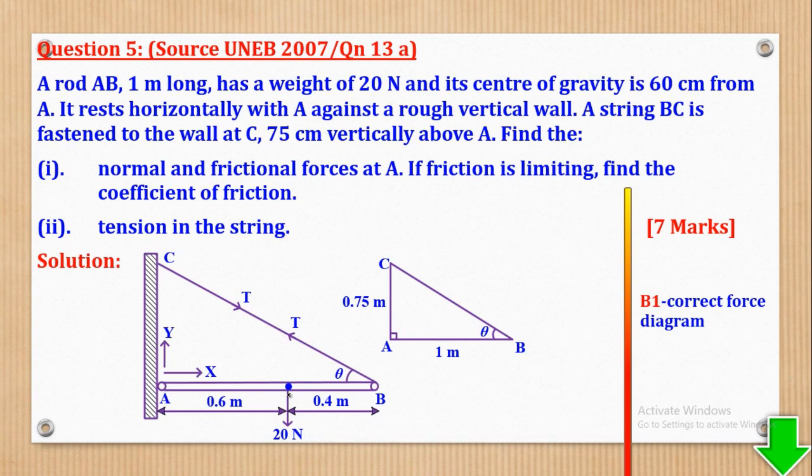Now let's start with the moment for T, capital T. For capital T, it starts from B, and distance AB is 1 meter. Then the angle between the rod and the tension, or the force, is theta. Therefore the moment will be T times 1 sine theta.